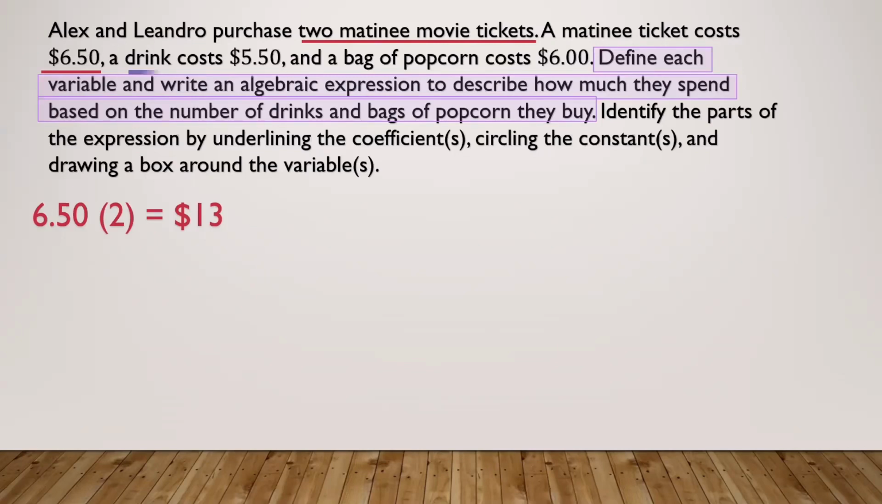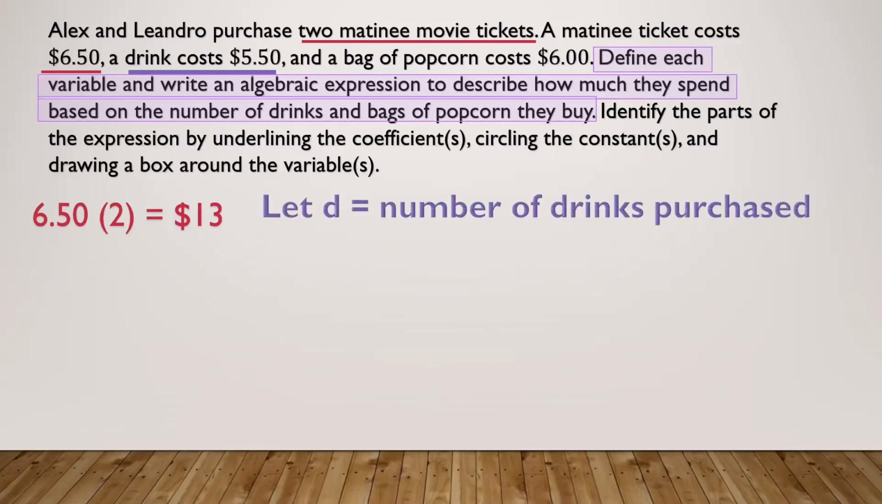So let's go back. A drink costs $5.50. Well, do we know how many drinks they purchased? Well, they might have done 1 each, but someone could have gotten a Coke and an icy. Or someone could have gotten a water bottle and an icy. We don't know how many different drinks they bought. So we have to say D is the number of drinks purchased. Remember, when we're repeating something, we use multiplication. And it was $5.50 times however many drinks they bought.